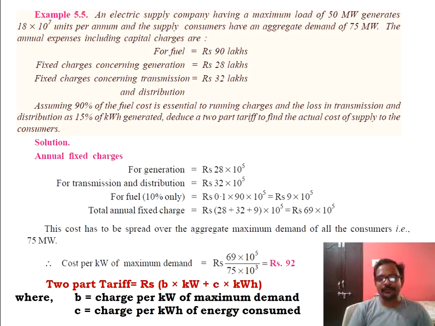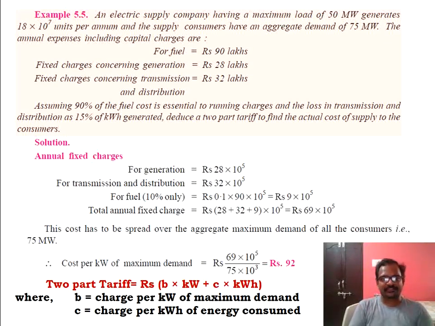Now we have to deduce a two-part tariff. What is a two-part tariff? A = B into kilowatt plus C into kilowatt hour. Now we need to find out what B is and what C is. B is the charge per kilowatt of maximum demand, and C is the charge per unit of energy consumed. Now let's calculate the annual fixed charges first. B is a fixed charge and C is a running charge.